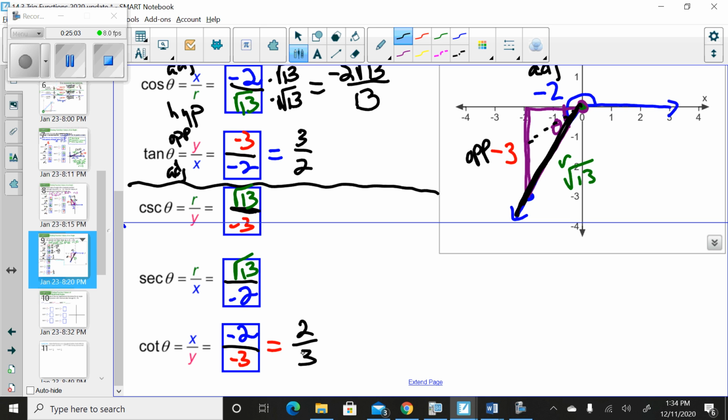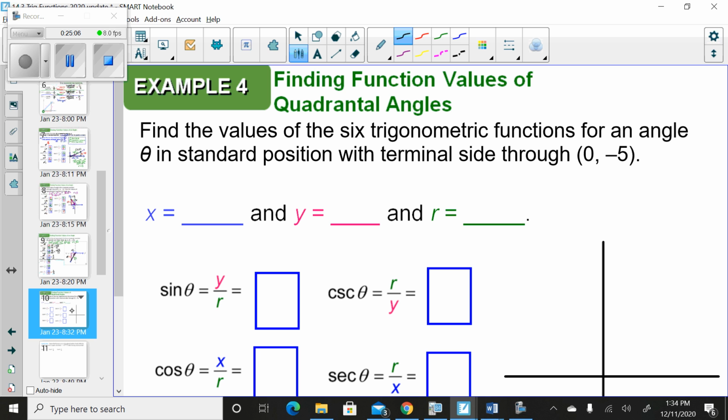That means tangent's going to be positive. All right, our last one we're going to do with numbers here is kind of a special case. This one kind of bothers people because it doesn't really look like the other ones. And then we'll wrap things up here.